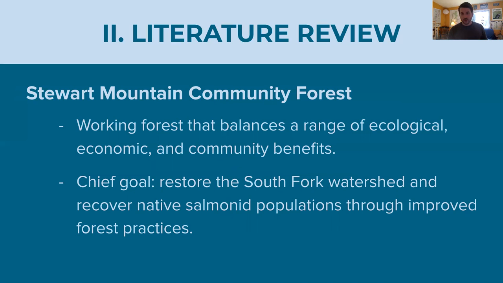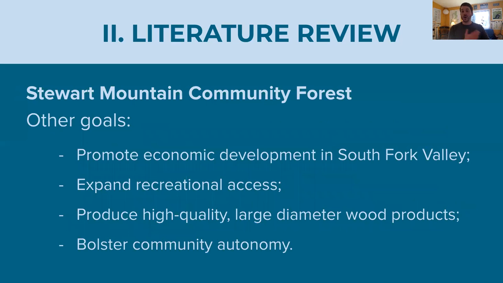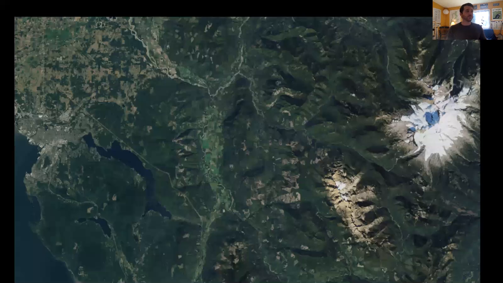So we already went into this. The chief goal of the community forest would be to restore the South Fork watershed and recover salmonid populations through improved forest practices. But there are also other goals. Some of those goals are to promote economic development, expand recreational access, produce high quality, large diameter wood products, and bolster community autonomy.